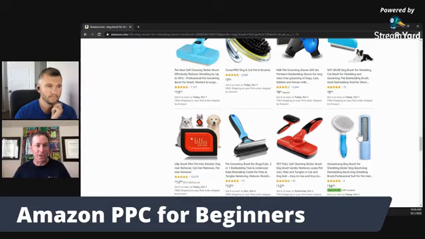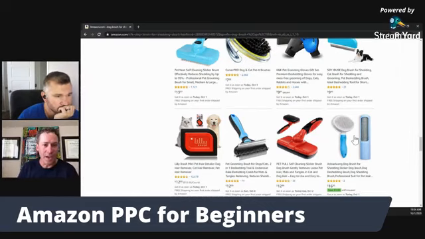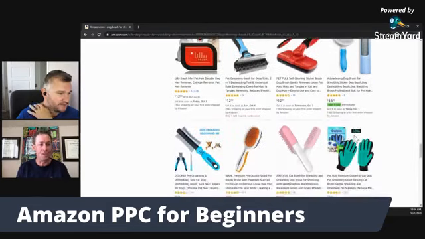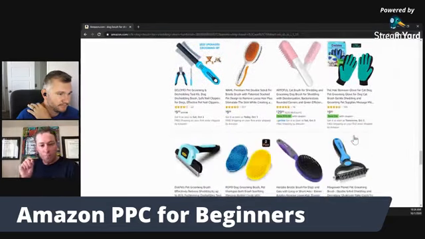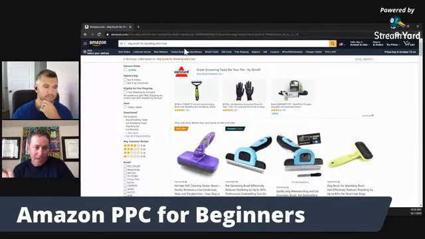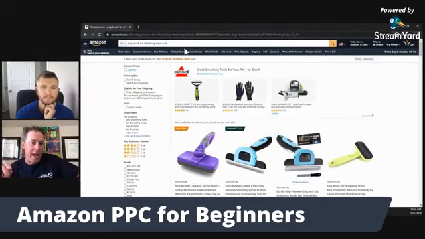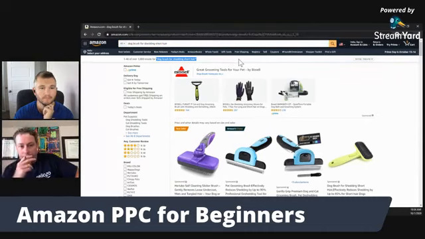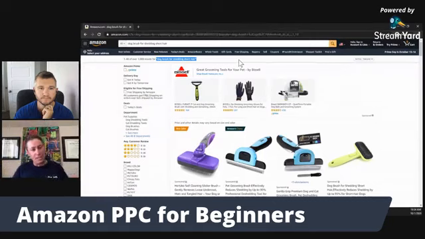words in it. So you had the dog brush, what was the dog brush for shedding, short hair. Yeah. Shedding, short hair. Okay. Much more specific, much more targeted. That bid, you're going to be able to show your ad for that keyword for cheaper than just the word dog brush. There's going to be less competition potentially on that keyword. And so that's why it's important to be able to be adjusting those bids at the keyword level.